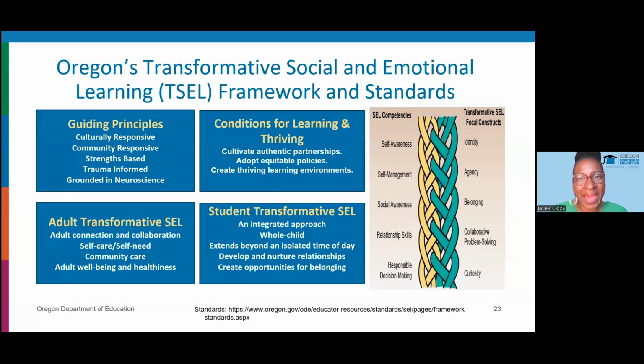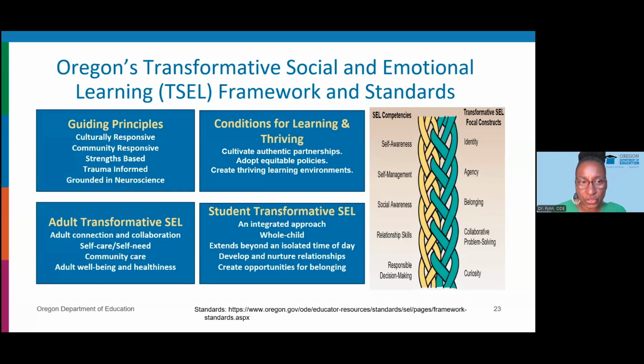So, as we unpack the social emotional learning transformative SEL framework and standards, looking at those guiding principles, we're looking at the things that we're doing in our classrooms, in our schools. How are we being culturally responsive, community responsive, strengths based, trauma informed, and grounded in neuroscience? How are we setting conditions for learning, for thriving, cultivating authentic partnerships, adopting equitable policies and practices, creating thriving learning environments? And this is so that the adults as well as the students have the opportunity to thrive.